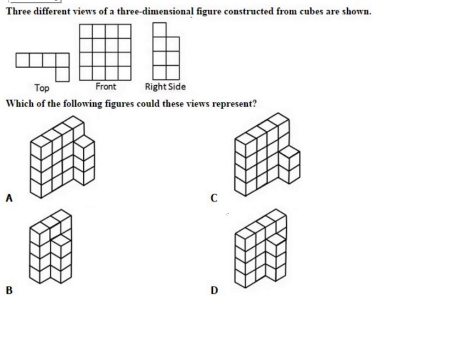Let's have a look at this question. It says 3 different views of a 3-dimensional figure constructed from cubes are shown. And it gives you what the top looks like, the front, and the right side. Which of the following figures could represent these views?